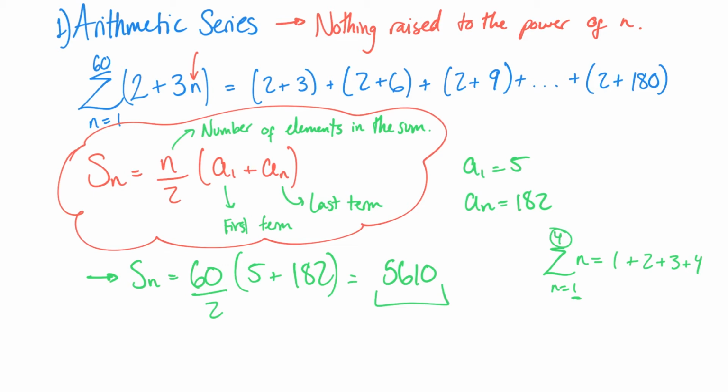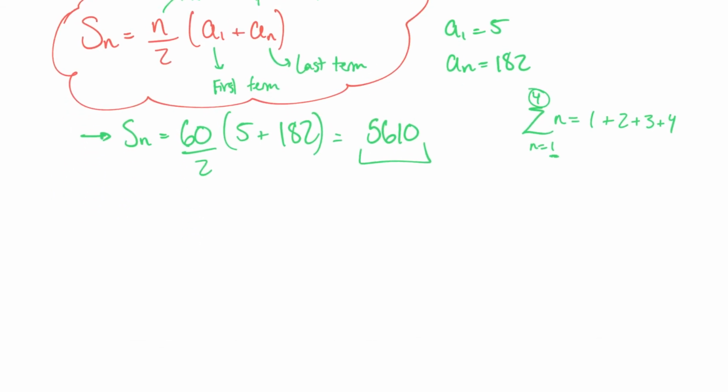Okay, where n tells you how many elements, how many terms you have in your series. a1 is the first term, an is the last term. Now, what happens if n is an exponent in the series? Well, let's do a second example to exemplify that.